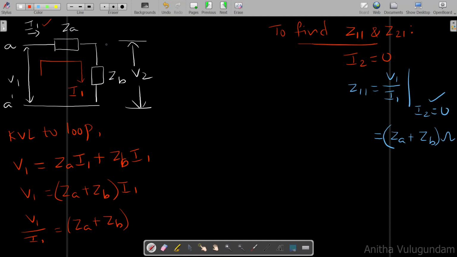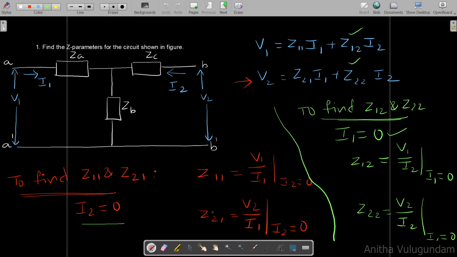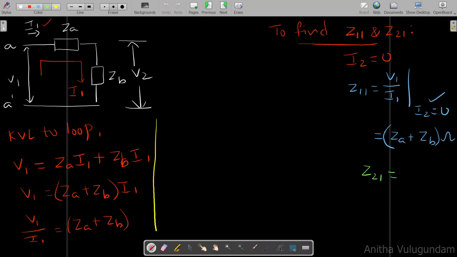Next, what is the next thing we should find here? Z21. From the main equation we can write Z21 equal to V2 by I1 when I2 equal to 0. So let us see here V2. How do we write V2 here? V2 equal to current into impedance.